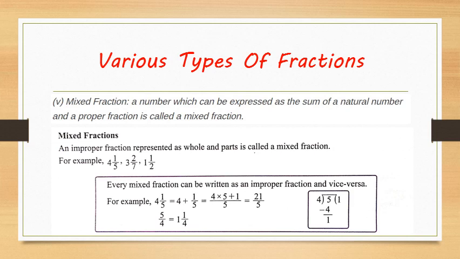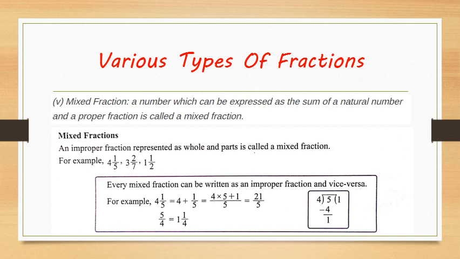So let's see with an example. Suppose 4 whole 1 by 5, it is a mixed fraction. Here 4 is the whole number part and 1 by 5 is the proper fraction. Similarly 3 whole 2 by 7, 3 is the whole number part and 2 by 7 is the proper fraction. 1 whole 1 by 2, that is 1 plus 1 by 2, 1 is a whole number and 1 by 2 is a proper fraction. Now how can we convert a mixed fraction into an improper fraction or an improper fraction into a mixed fraction? So let's see with an example.